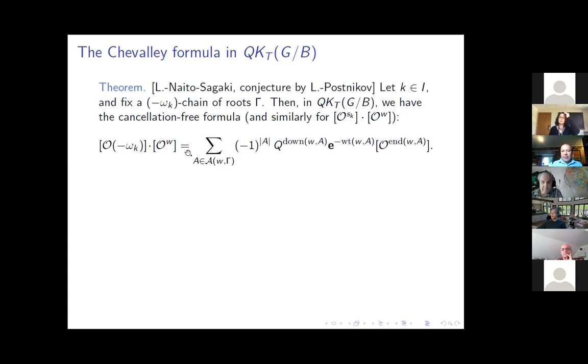So the formula is very similar to the one for the semi-infinite flag manifold, but now it's a finite sum just over the objects of the quantum Markov model. And here you see the statistics down, weight, and end. So one statistic disappeared here, the height statistic, because that was related to the C star action, to the extra equivariant information.